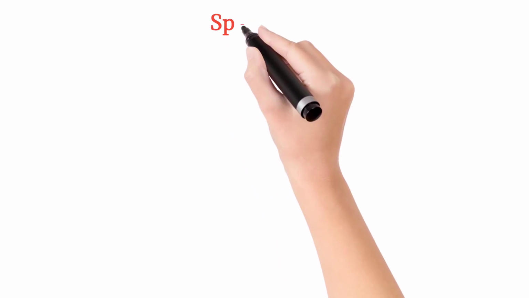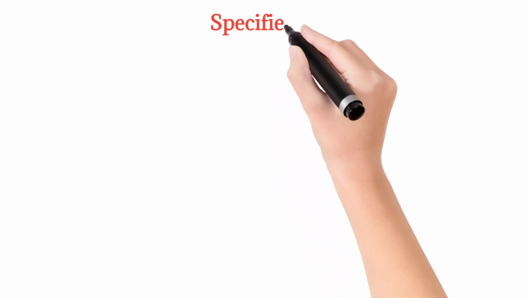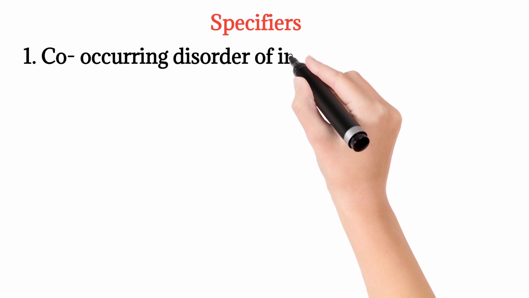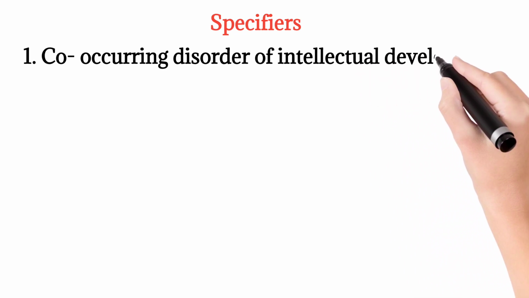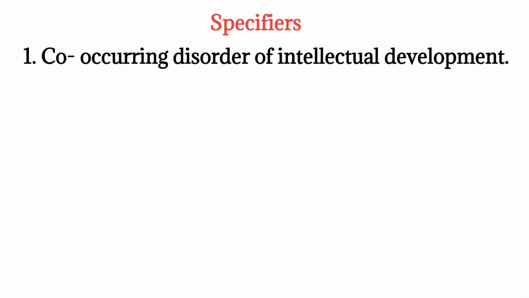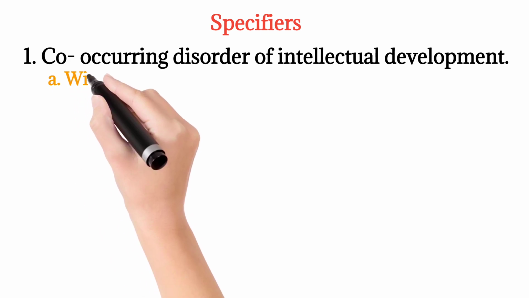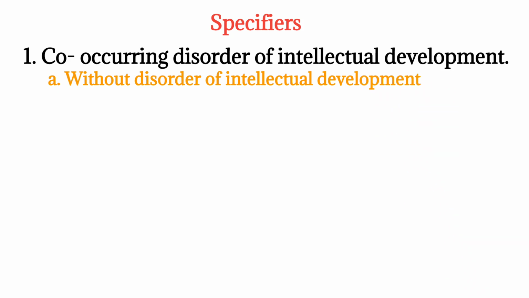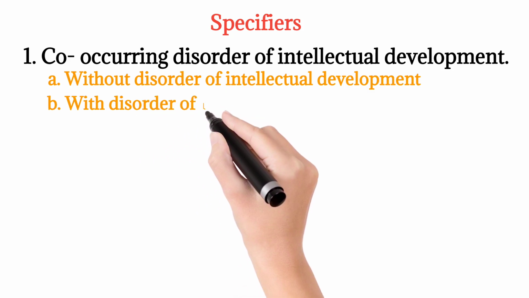Now we will see some of the specifiers for characterizing features within autism spectrum disorder. It includes 3 important specifiers. First is co-occurring disorder of intellectual development. It exhibits limitation in intellectual ability. If no co-occurring diagnosis of disorder of intellectual development is present, we will use the specifier as without disorder of intellectual development. And if there is a co-occurring diagnosis of disorder of intellectual development, we will use the specifier as with disorder of intellectual development.